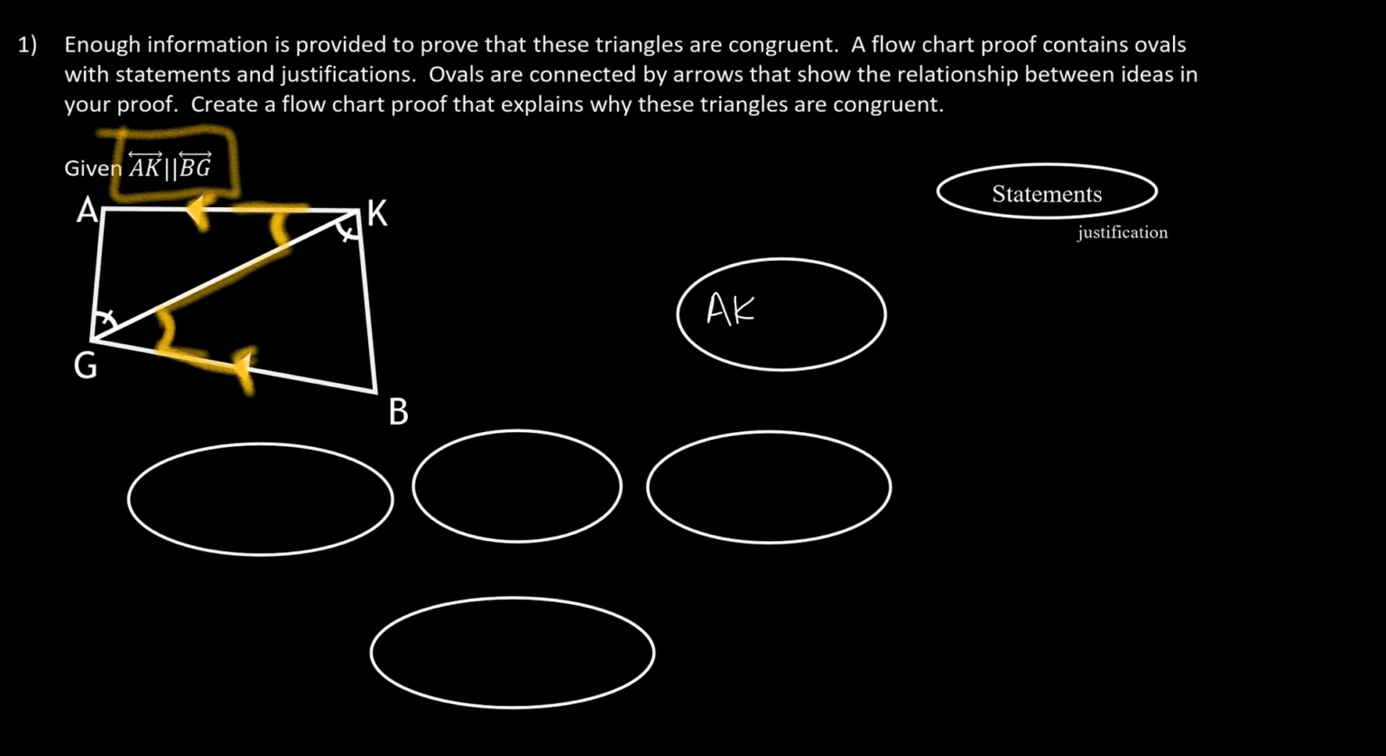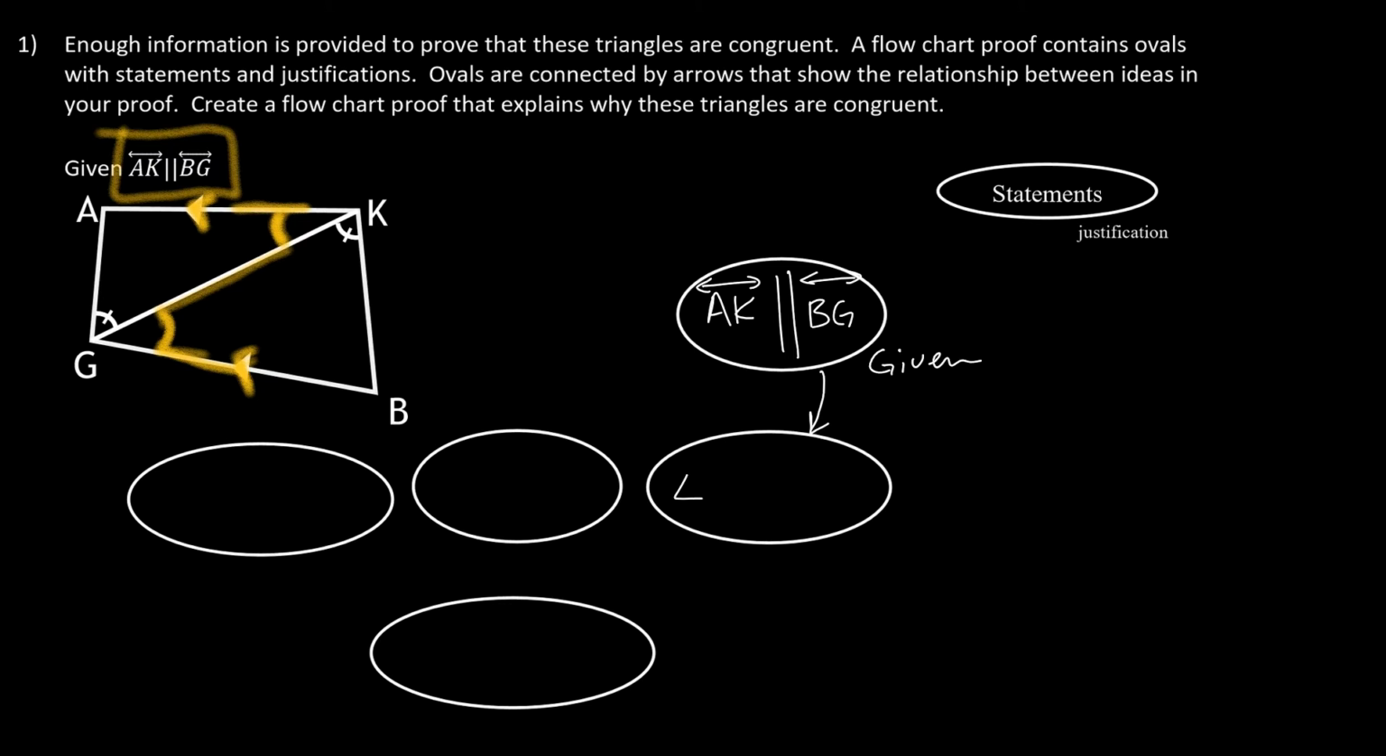I'm going to say that line AK is parallel, just these two vertical lines next to each other, to line BG, and that's given. It's given two ways. Now, because of that, because those are parallel lines, I can now get that a pair of alternate interior angles are congruent. And this is important because they're parts of these triangles.